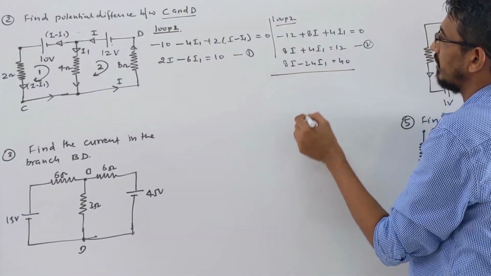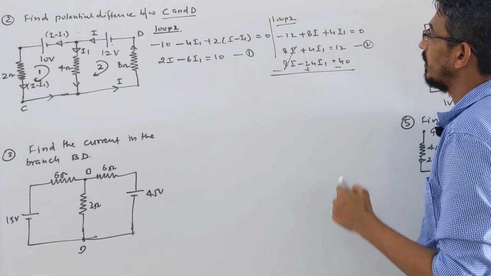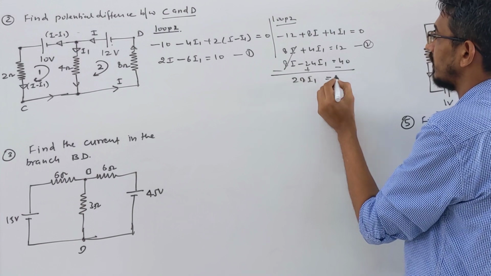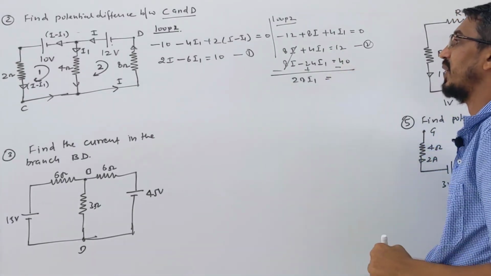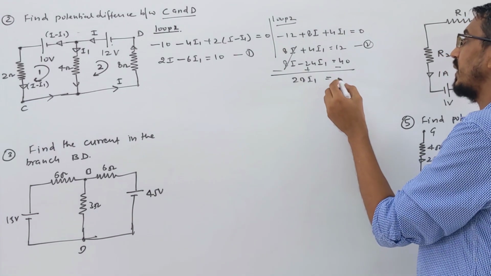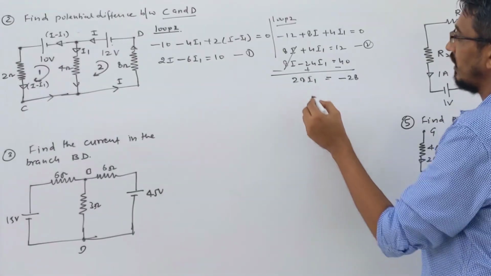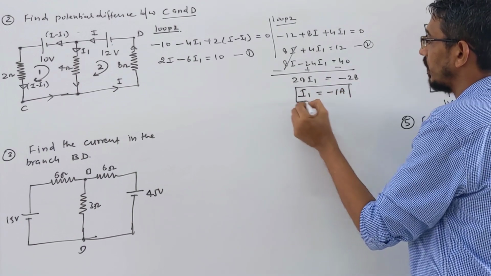So let's simplify them. Subtract. This goes to zero. 4 plus 24 means 28I1 here is equal to, here we have 12 minus 40. 12 minus 40 is how much? So it is minus 28, keep in mind. So I1 is coming minus 1 ampere.